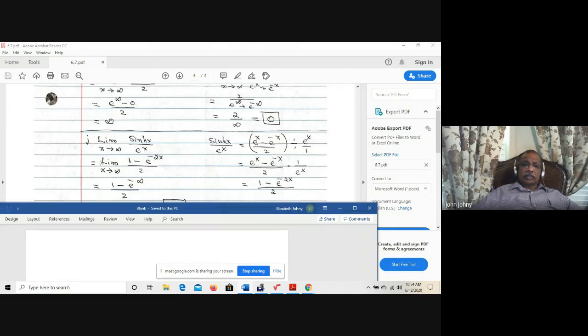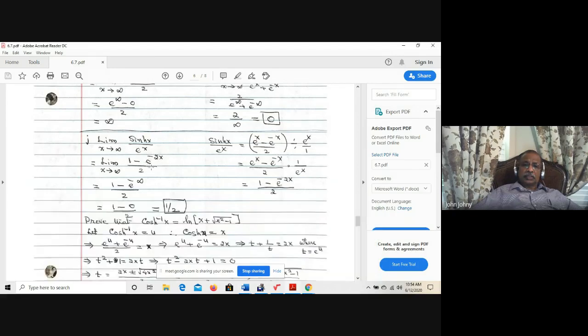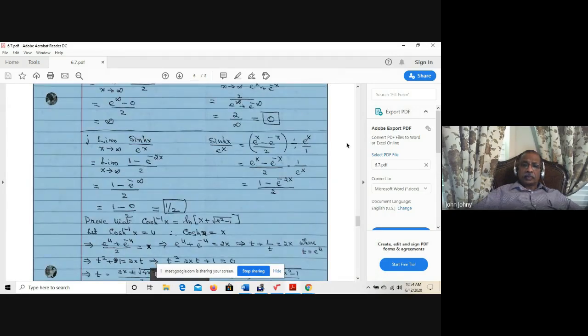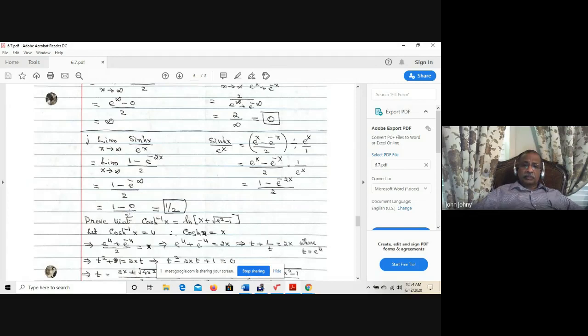So the limit as x approaches infinity of (1 minus e to the negative 2x) over 2. As x is infinity, e to the negative infinity is 0. So that is (1 minus 0) over 2, which is equal to 1 half.